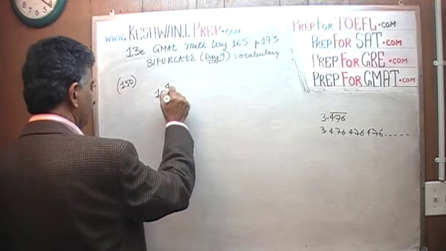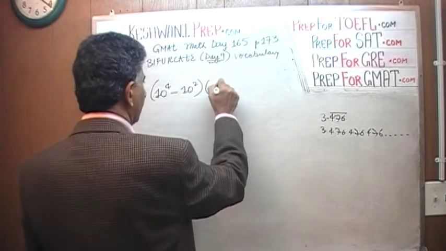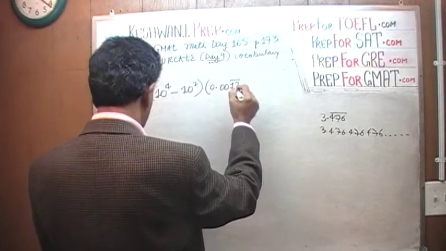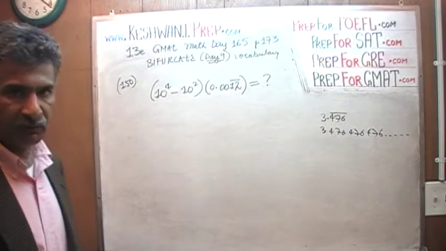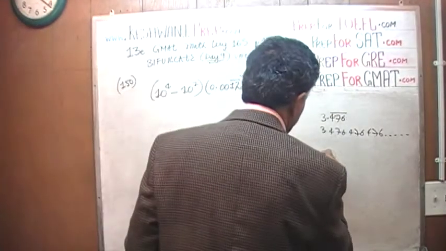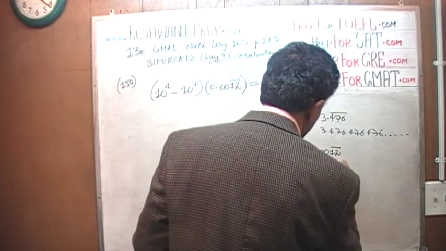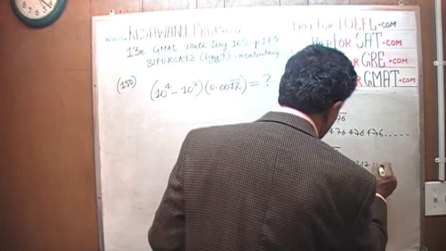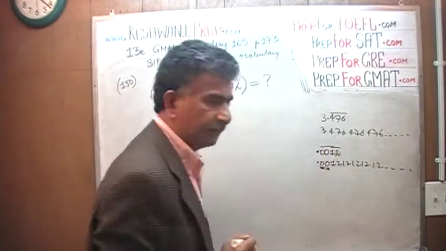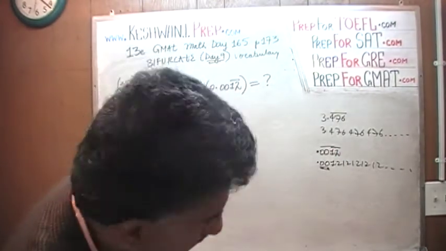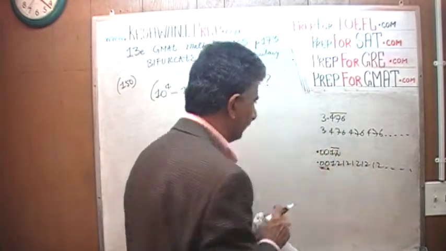to evaluate the value of 10 raised to 4 minus 10 raised to 2 times 0.0012 with the bar on it. The question is, how much is that quantity? So the bar on it means that it's going to repeat. 0.0012 with the bar means it's going to be 0.001212121212, never ending. Of course, this 0 is going to stay on the front because the bar is not on the entire thing. The two zeros appear only in the front because the bar is on 1 and 2.